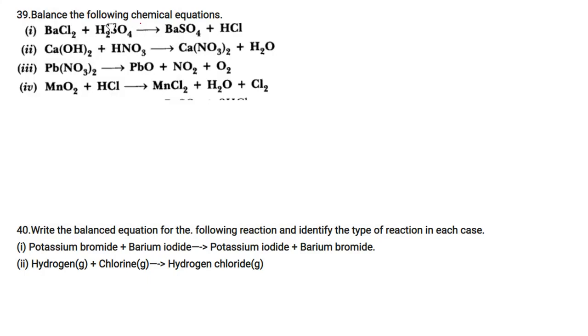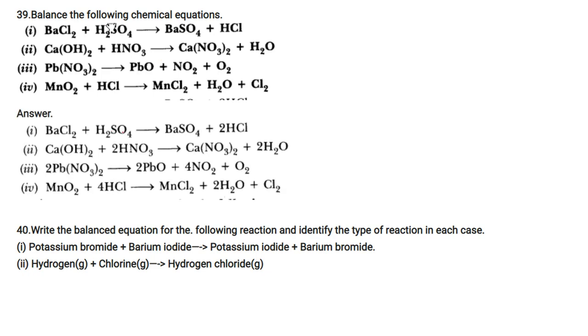Balance the following chemical equation. I hope that you will be able to balance it using the conservation of mass. The left hand side and right hand side, the number of atoms of each element should be equal. So this is the result. I hope you will observe it carefully, and we have discussed this in the previous discussions also. Give some time to this. Only the number of atoms of each element on the left hand side should be equal to the RHS.